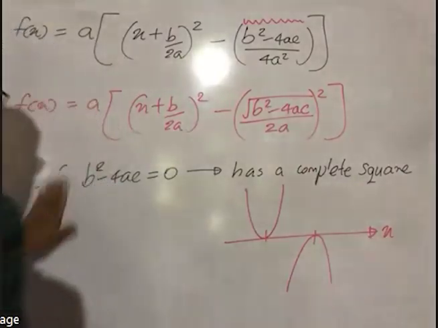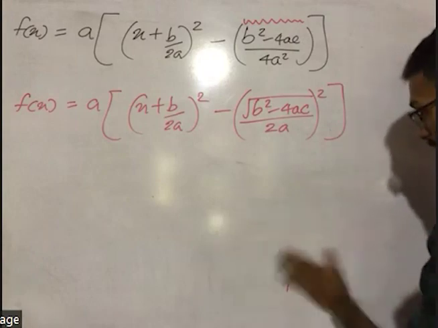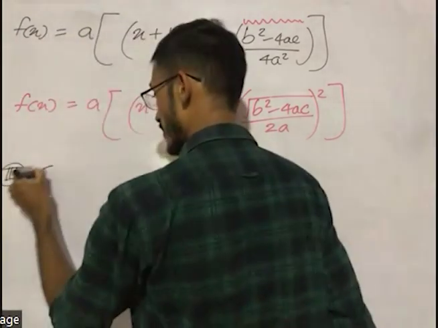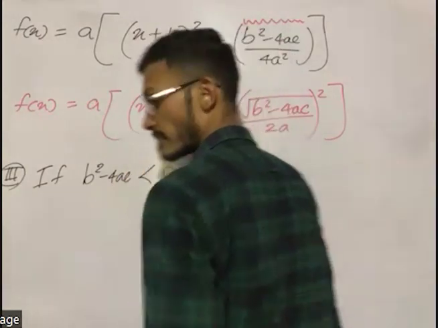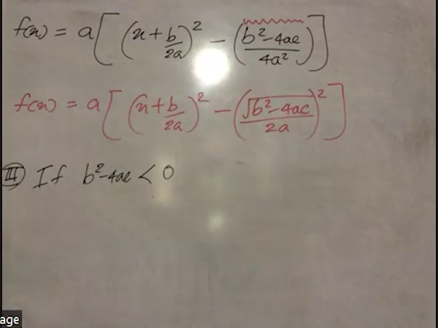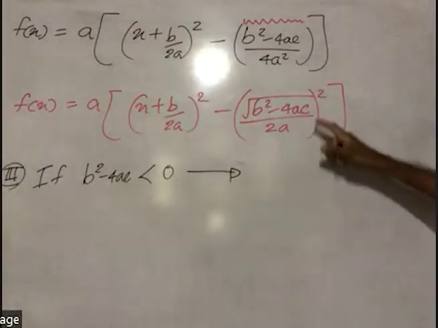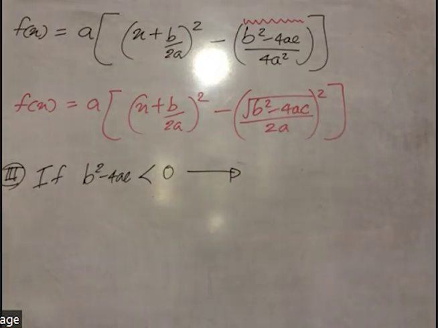Now look at this. What will happen if b square minus 4ac is less than 0? Third part, look at this. If b square minus 4ac is less than 0, then inside this square root you have a negative value. So negative square roots are not valid here. If there is a negative square root, that means there are no real solutions, right? So that means you cannot separate this into two factors.